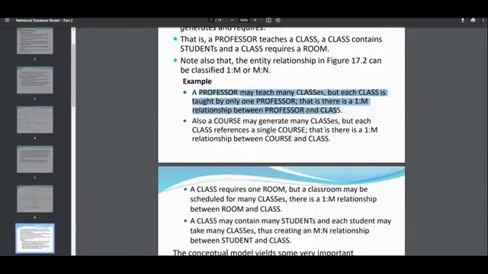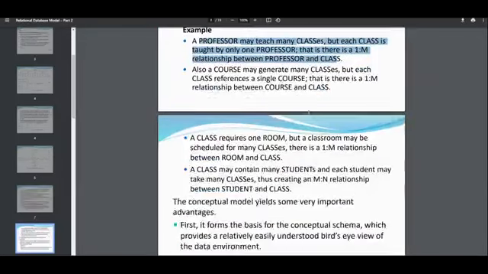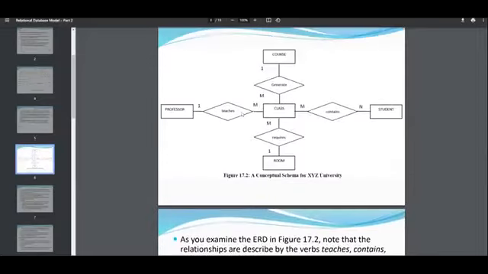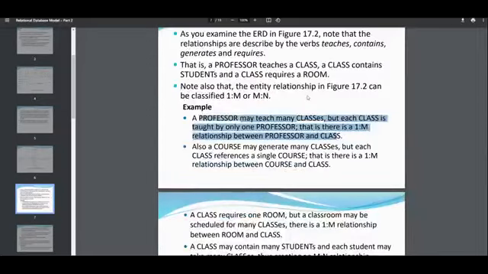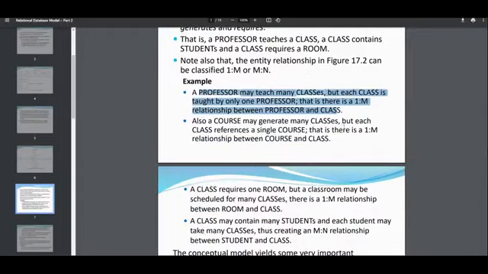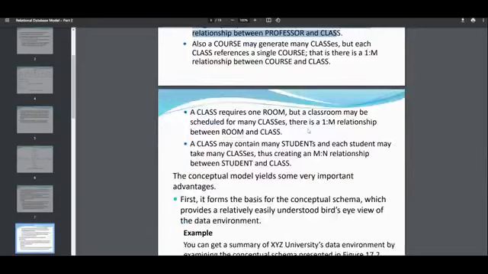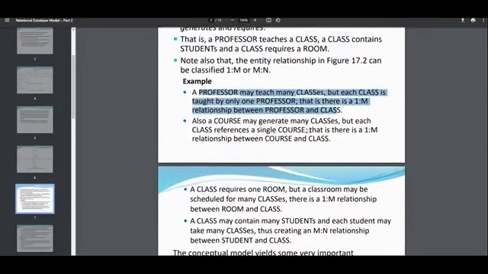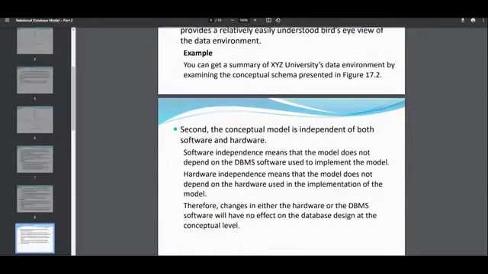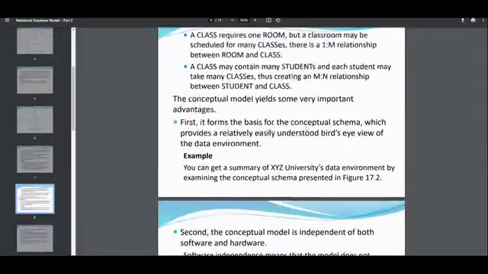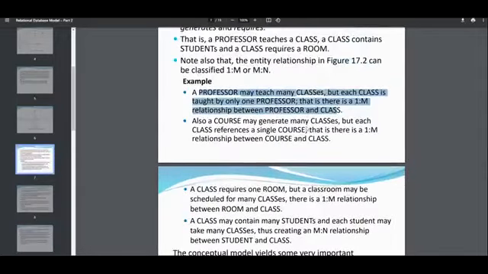Yes. So in that way, there is no need to read this word by word; looking at these things, you can understand it. A course may generate many classes, but each class references a single course, so there is a one-to-many relationship between course and class. Okay, read these things. Then we can analyze the scenario.